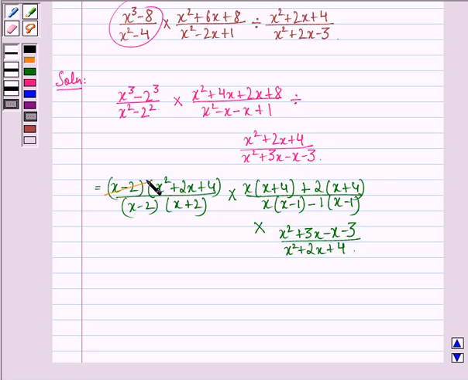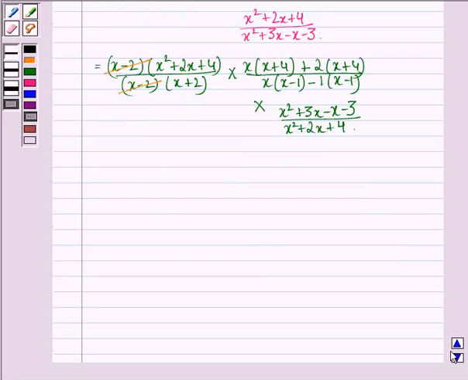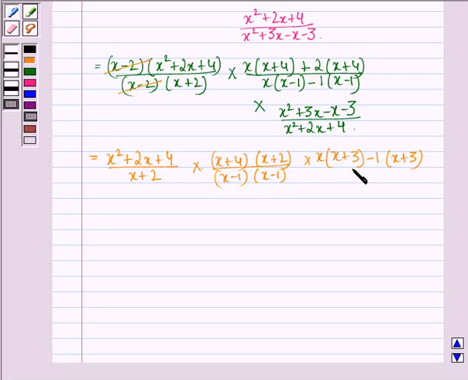Now we see that x minus 2 gets cancelled with x minus 2, and we have (x square plus 2x plus 4) divided by (x plus 2) multiplied by, now this can be written as (x plus 4) into (x plus 2) divided by (x minus 1) into (x minus 1) multiplied by x into (x plus 3) minus 1 into (x plus 3), and this divided by (x square plus 2x plus 4). Now we see that x square plus 2x plus 4 gets cancelled with x square plus 2x plus 4, and here also x plus 2 gets cancelled with x plus 2.